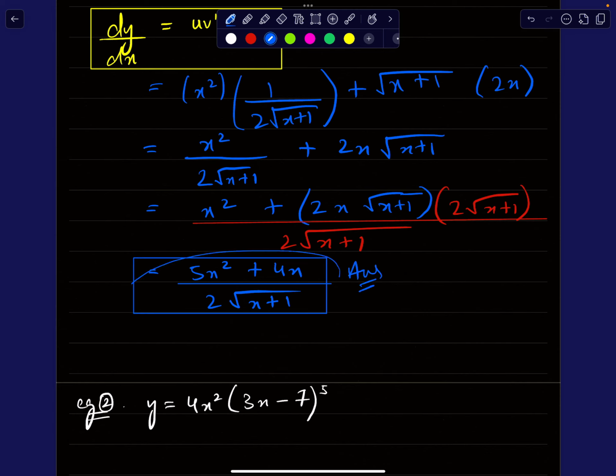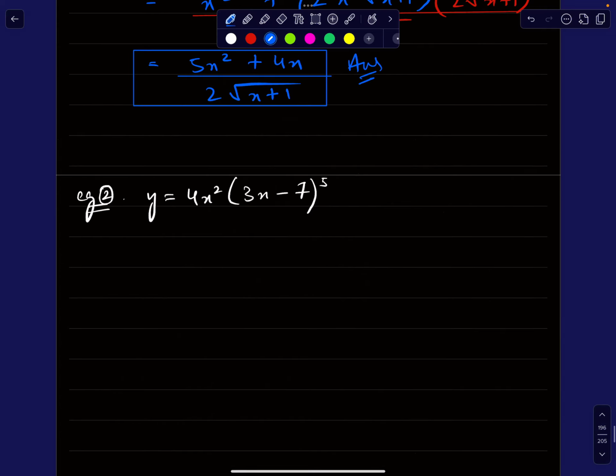Now you may be given a value of x to find the exact gradient, but this is the expression of the gradient. That is the differential of y.